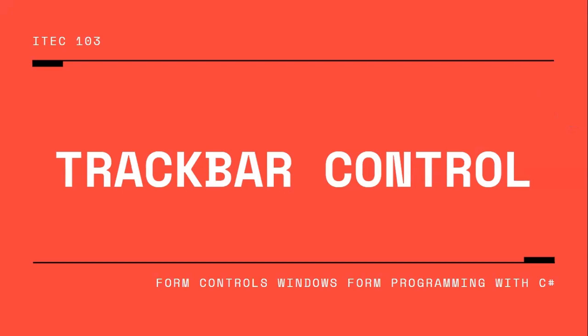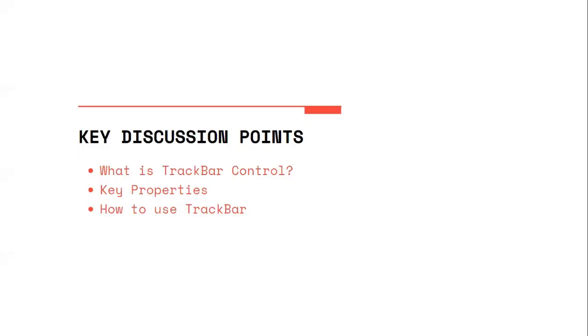To start off this presentation, here are the key discussion points. First, we will know the definition of trackbar control. Second, we will learn the key properties or main attributes that the trackbar control has. And lastly, we will learn how to use it.